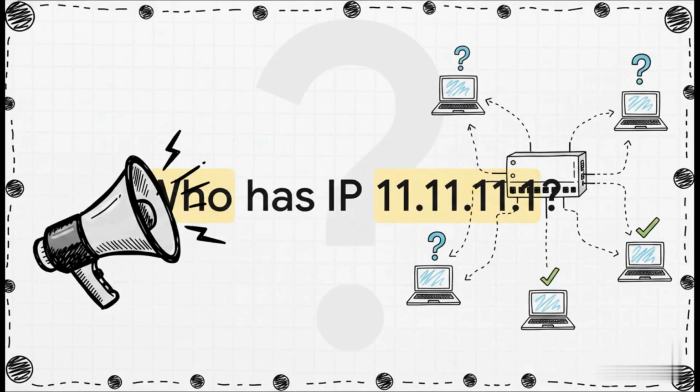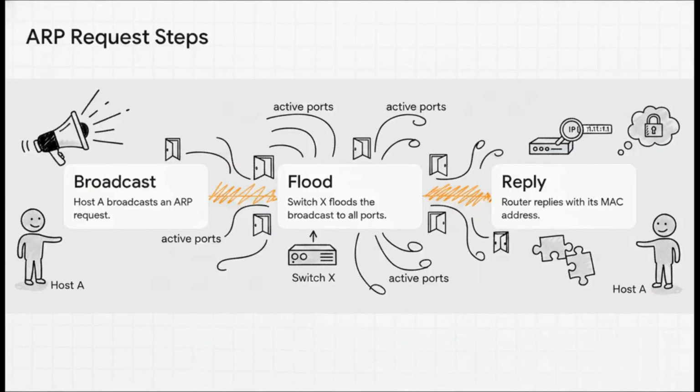They ask. Host A effectively pulls out a giant network megaphone and shouts an ARP broadcast to the entire local network. Who has IP 11.11.11.1? It's broadcasting this message absolutely everywhere locally because it doesn't know exactly which wire the router is sitting at the end of. Let's trace the exact steps here.